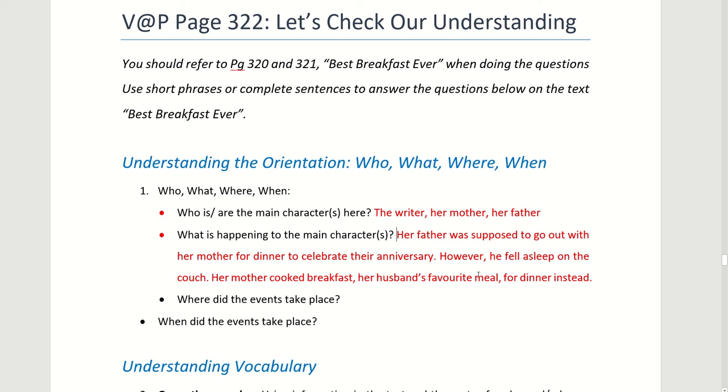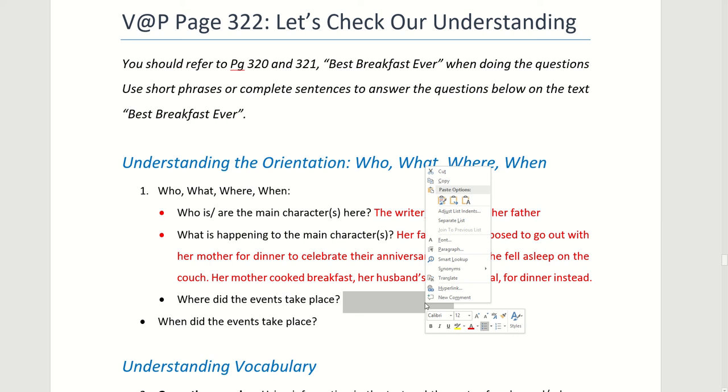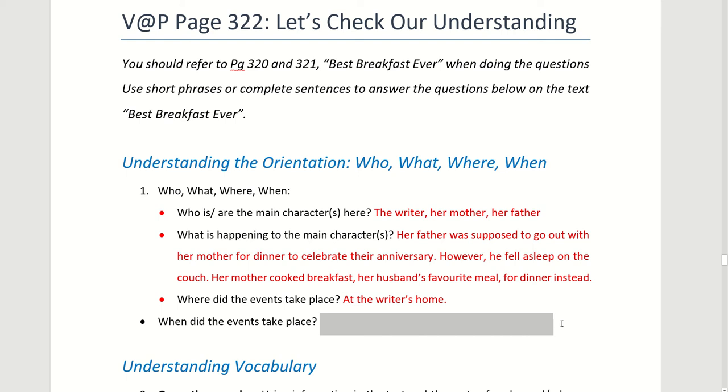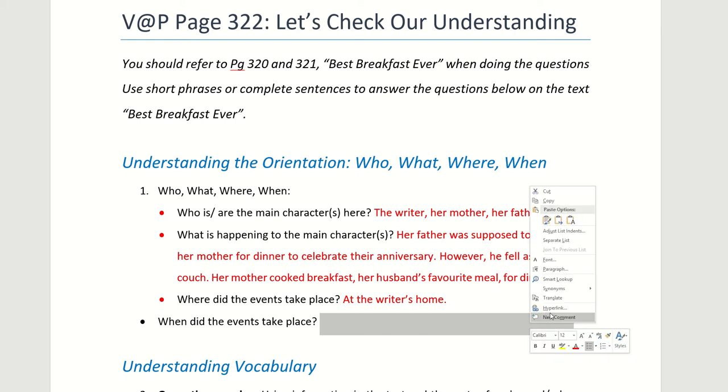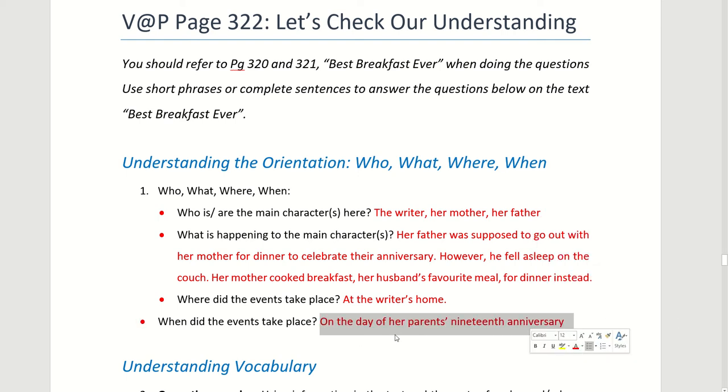So if you wrote something that is similar along the lines of this, it's great. Okay, as long as you mention the anniversary dinner, fell asleep, the breakfast was made, so the mother didn't go out, I think it's fine. Okay, so where did the events take place? At the writer's home. When did the events take place? On the day of her parents' 19th anniversary.